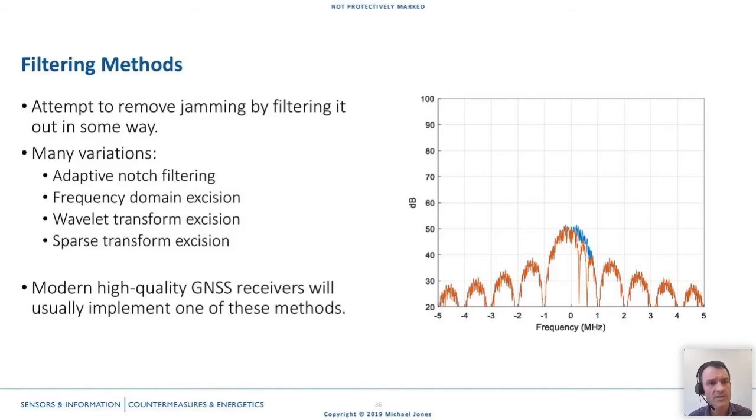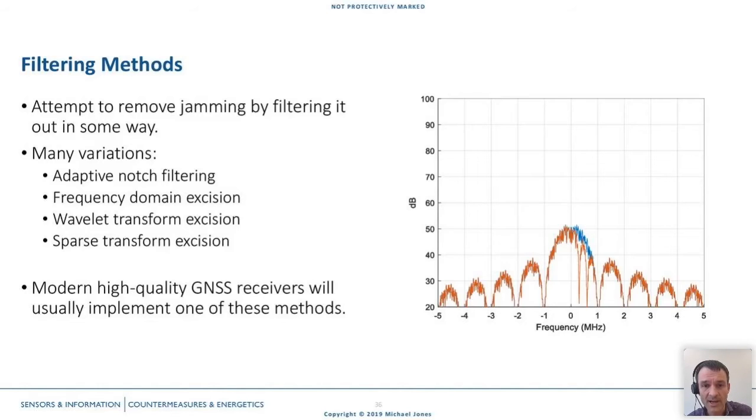And there's lots of variations on this theme. What I've shown you there is called adaptive notch filtering. You can also do frequency domain excision. You can do something called wavelet transform excision and sparse transform excision. All these different things essentially are trying to filter out the interfering signal in some way. And this is very typical of what modern GNSS receivers will try to do, at least one of these techniques, to get rid of those signals.